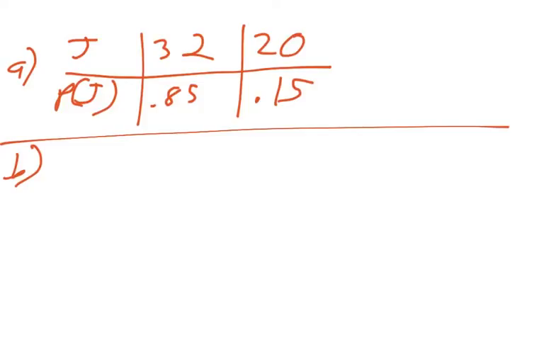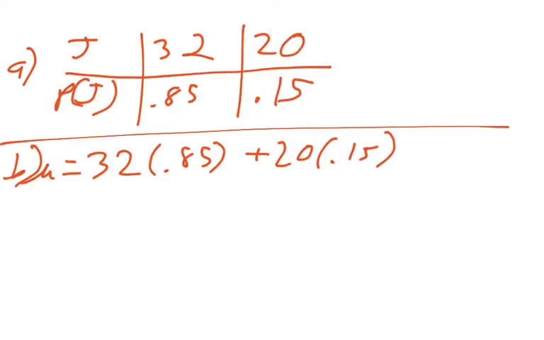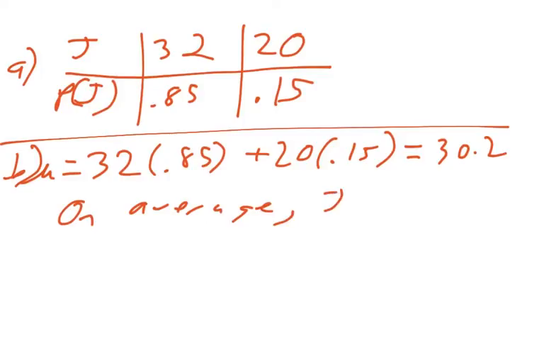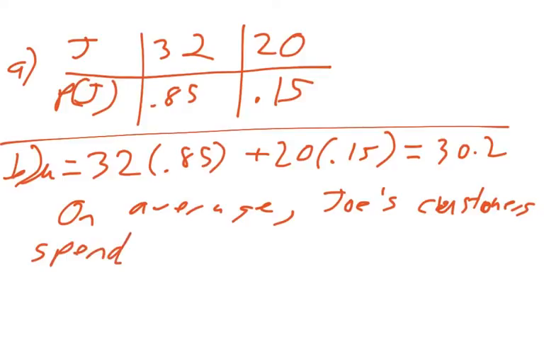B is find the mean of J. So I'm going to do 32 times 0.85 plus 20 times 0.15, which gives me an answer of $30.2, which means on average Joe's customers spend $30.20. I guess that's enough of a sentence. Okay.